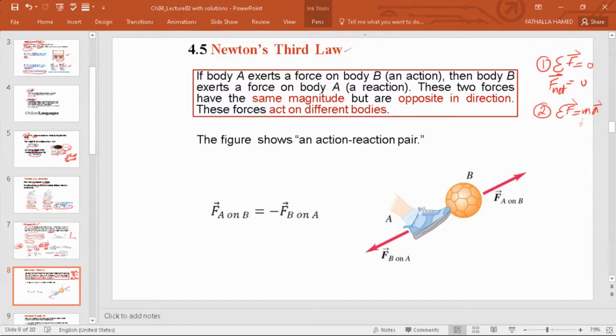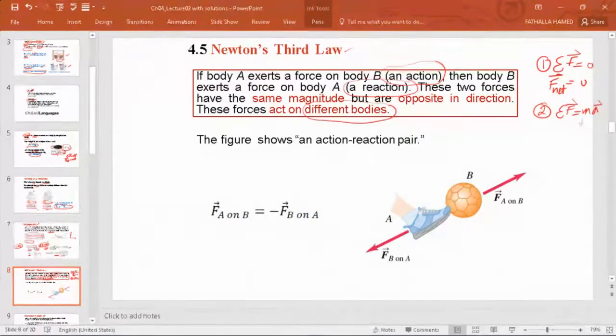Newton's third law says if a body A exerts a force on body B, and we call that action, then body B exerts a force on body A, and we call that a reaction. These two forces have the same magnitude but opposite in direction. These forces act on different bodies. I'll try to explain what this means.